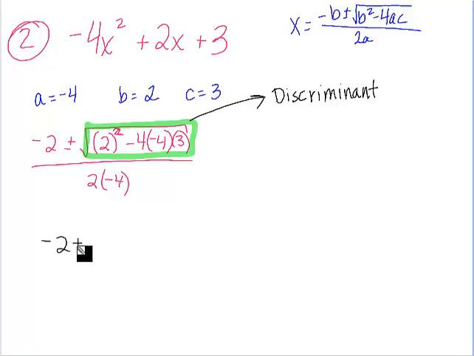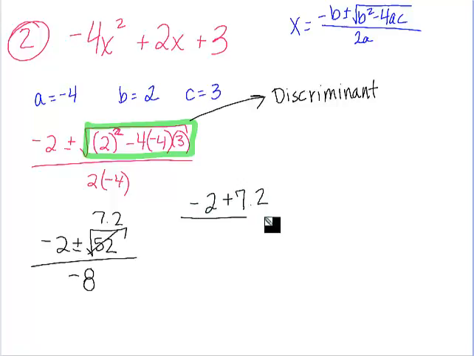So negative 2 plus or minus the square root of 52 all over, well, what's 2 times negative 4? Negative 8. Okay? Do we know what the square root of 52 is? Not yet. 7.2? Sounds reasonable. So how do we get our two solutions here? You have to have one plus and one minus. Yep. So we'll do negative 2 plus 7.2 and divide that by negative 8, and then do negative 2 minus 7.2 and divide that one by negative 8.